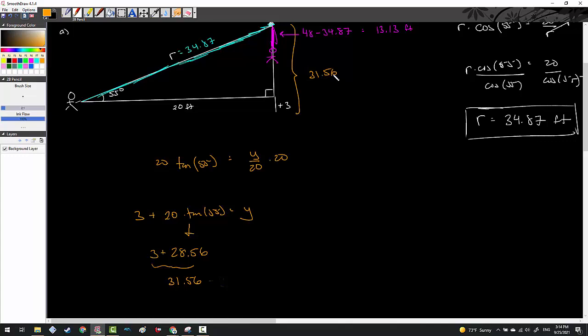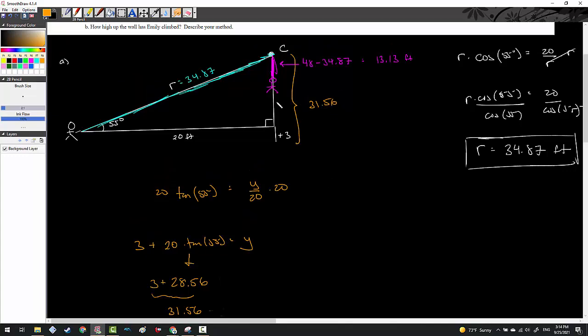So in order to find out how high up Emily is off the ground, which is going to be now this thing here in green, I'm going to take my total, my large side, and subtract my short side. So what I have is 31.56 minus 13.13. And that is going to get me 18.43 feet off the ground.